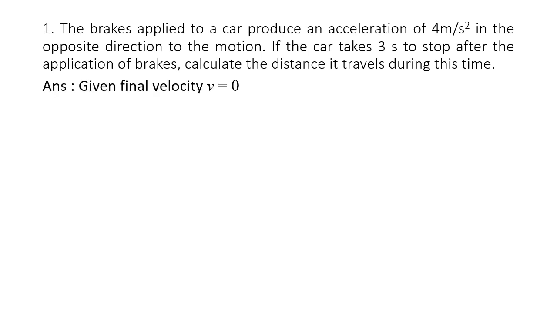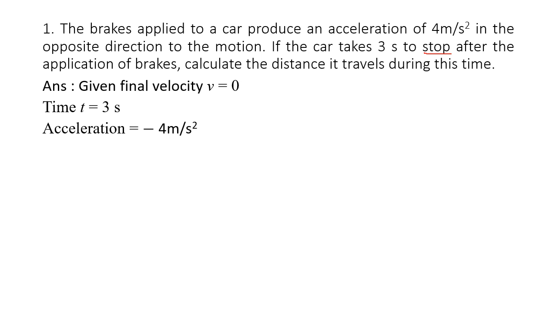So we are given the final velocity is v equal to 0. Why? Because it says the car comes to a stop. When the car stops, the velocity becomes 0. So final velocity is 0. Time taken to stop is given, 3 seconds. Acceleration is minus 4 meter per second square, that is retardation, because the acceleration is in the direction opposite to the motion.